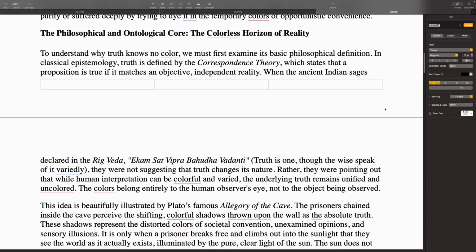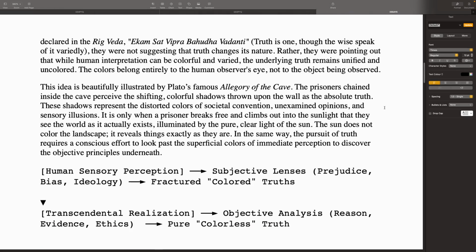To understand why truth knows no color, we must first examine its basic philosophical definition. In classical epistemology, truth is defined by the correspondence theory, which states that a proposition is true if it matches an objective, independent reality. When the ancient Indian sages declared in the Rig Veda, Ekam Sat Vipra Bahuda Vadanti, truth is one, though the wise speak of it variedly, they were not suggesting that truth changes its nature. Rather, they were pointing out that while human interpretation can be colorful and varied, the underlying truth remains unified and uncolored. The colors belong entirely to the human observer's eye, not to the object being observed.